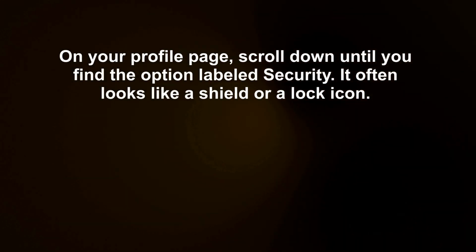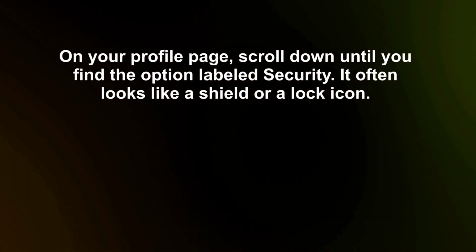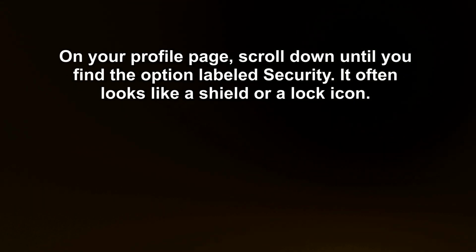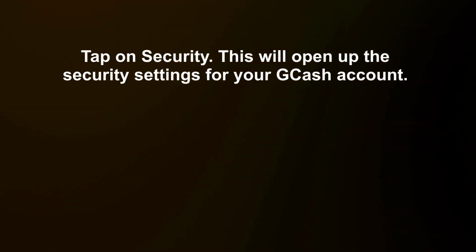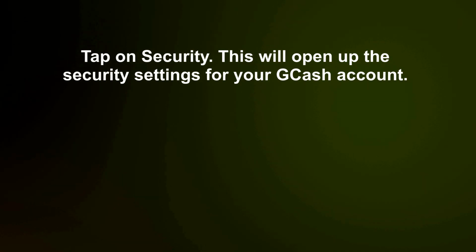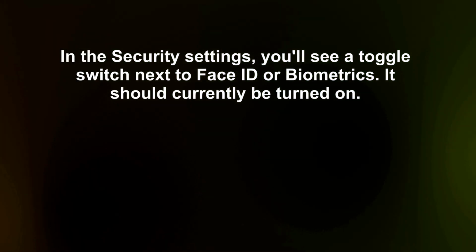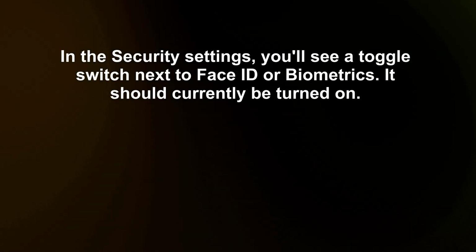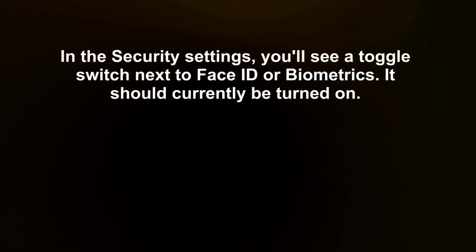On your profile page, scroll down until you find the option labeled Security. It often looks like a shield or a lock icon. Tap on Security. This will open up the security settings for your GCash account. In the security settings, you'll see a toggle switch next to Face ID or biometrics. It should currently be turned on.